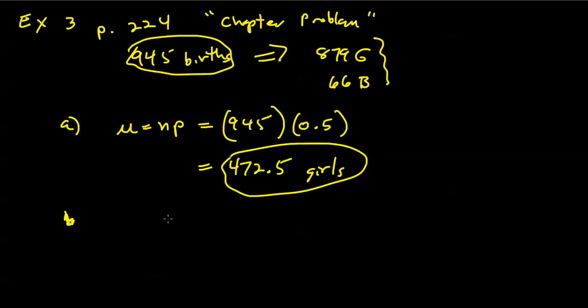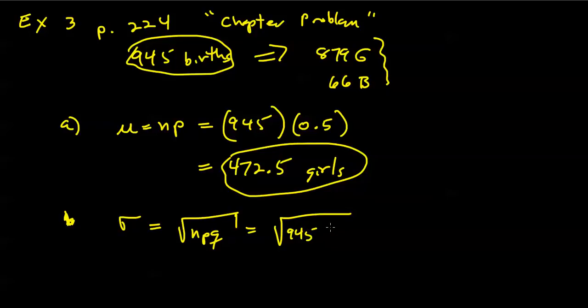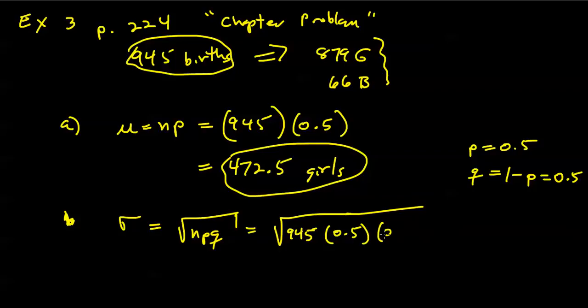Oh, the standard deviation, I almost forgot. The standard deviation for number of girls is root NPQ. So it's going to be root 945 times P is 0.5. Well, what's Q? If you know P is 0.5, again, the probability of girl is 0.5, Q is going to be the probability of a boy. It's going to be the probability complement of 0.5, which is, of course, also 0.5. So remember, in a binomial experiment, P equals 1 minus Q and vice versa. Q equals 1 minus P.